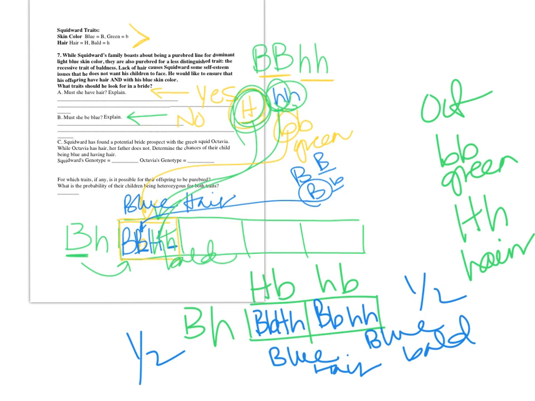For which traits is it possible for their offspring to be purebred? What is the probability of their children being heterozygous for both traits? So you can answer all of those questions just based on that one cross.